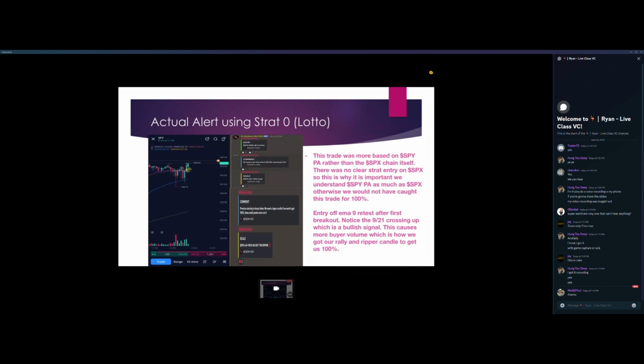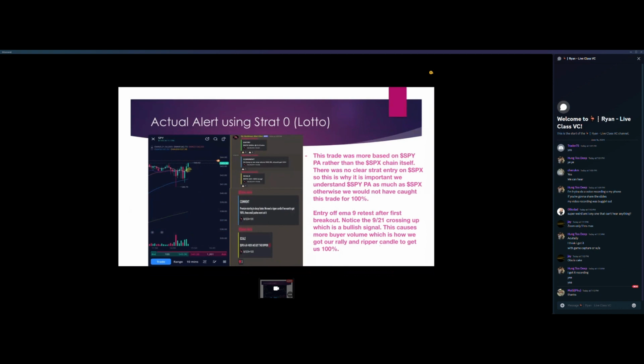And so we need the Ripper candle. This right here is the Ripper candle. We got a new high of day. I guess the high was probably 543.38, and the new high is 543.42, and we got 100%. And I know I got stopped out on my last. I think I only had one contract left anyways, and then it stopped out. So that was the actual trade I used on Strat Zero.